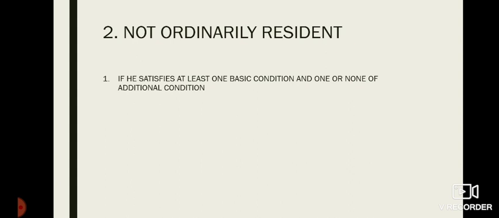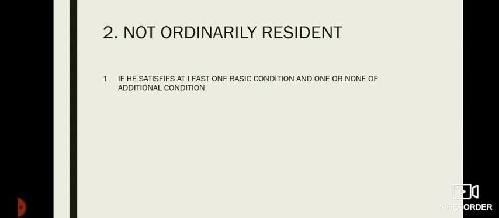How to determine whether a person is not ordinarily resident? To determine if the person is not ordinarily resident, he must satisfy at least one basic condition and one or none of the additional conditions. Pay attention here. He has to fulfill any one basic condition, either 182 days in the previous year, or 365 days in the 4 preceding previous years plus 60 days in the previous year. Any one basic condition and one or none of the additional conditions.